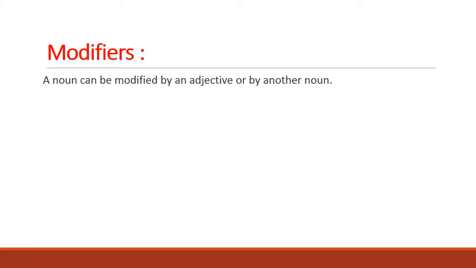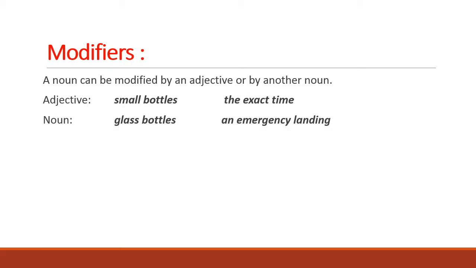So we were talking about modifiers. And what is a modifier? A modifier is nothing but an adjective which modifies a noun. It can be an adjective or sometimes another noun acting as a modifier. So small bottles, exact time, glass bottles, and emergency landing. In all of these phrases, we have modifiers like small and exact, which are actually adjectives, and they're modifying bottles and time.